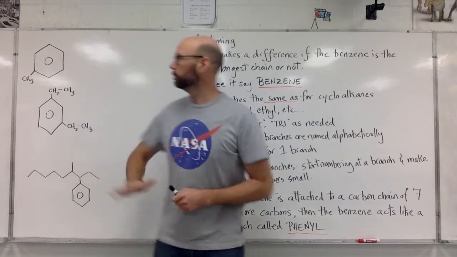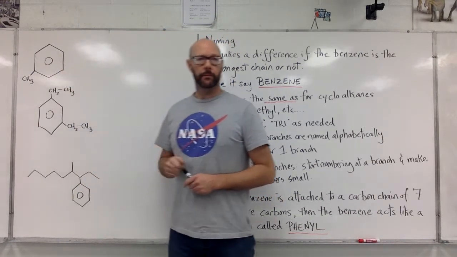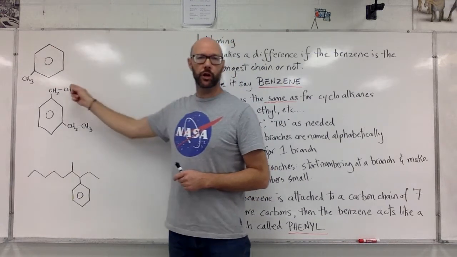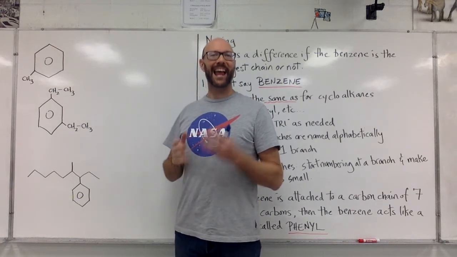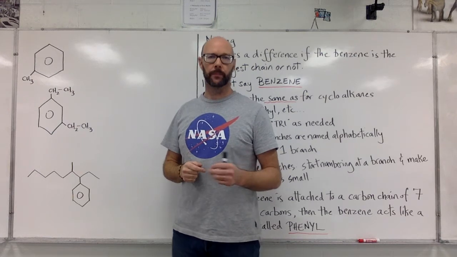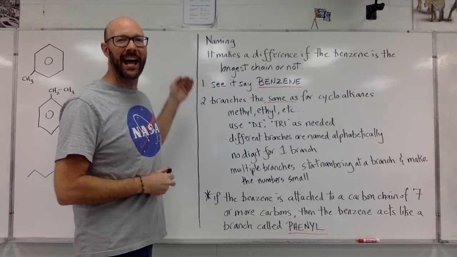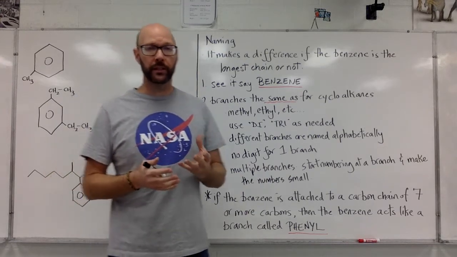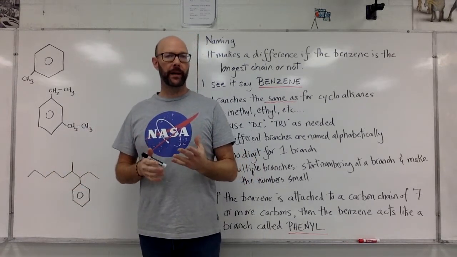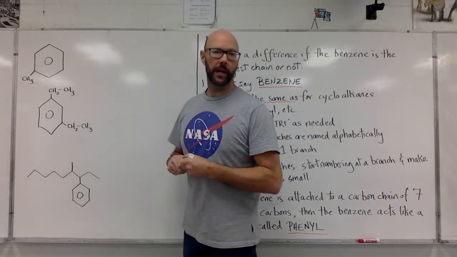The first example just has a methyl on it. So clearly then the dominant structure is the benzene ring, this aromatic situation. If we see it, we say benzene. A hexagon with a circle inside it is the symbol for benzene. If you see it, then you say benzene.